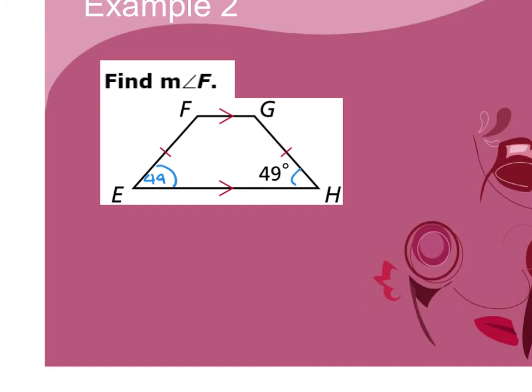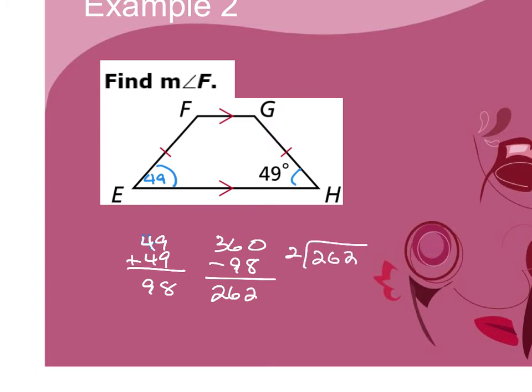Okay, let's go ahead. They want us to find the measure of F. I can do this several different ways. If I know that the four angles of a quadrilateral add up to 360, and I already know two of them, I could do 49 plus 49, or 49 times 2, either way. I get 98, subtract that from 360, and this leaves me 262. That's what's left for both F and G. Then I divide it by 2, and I get 131.